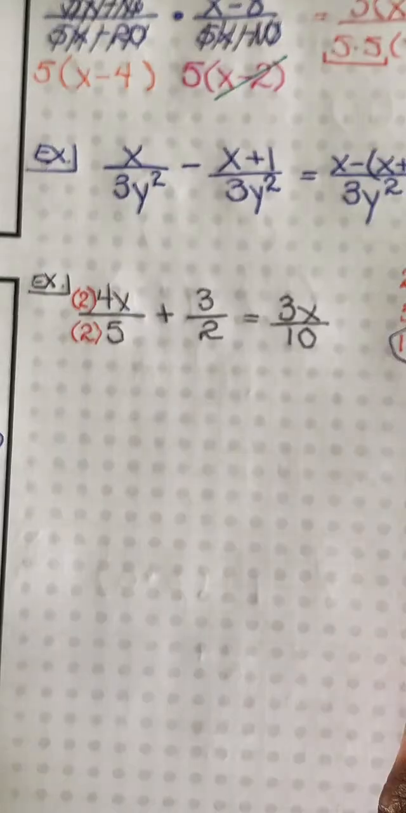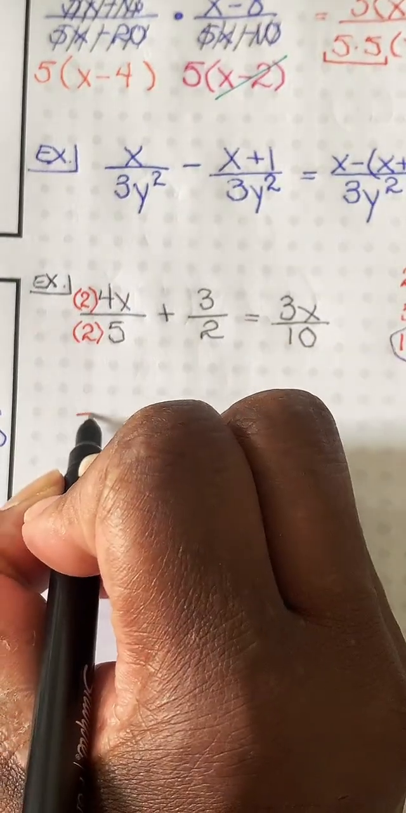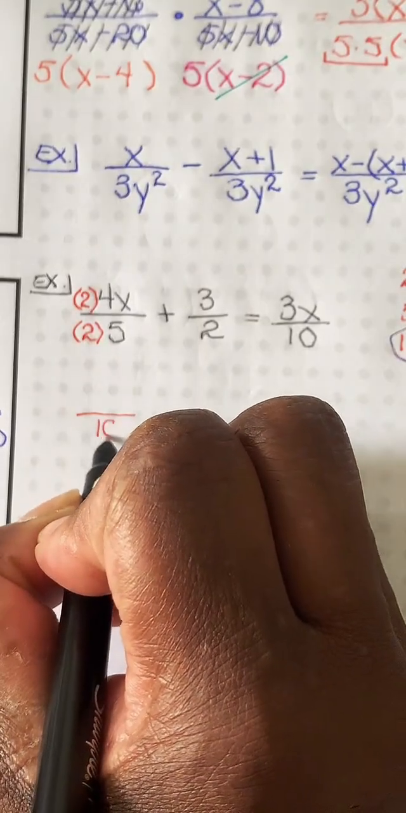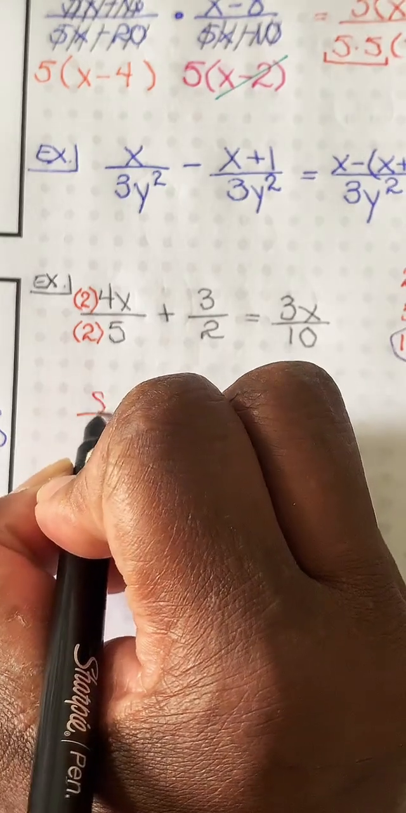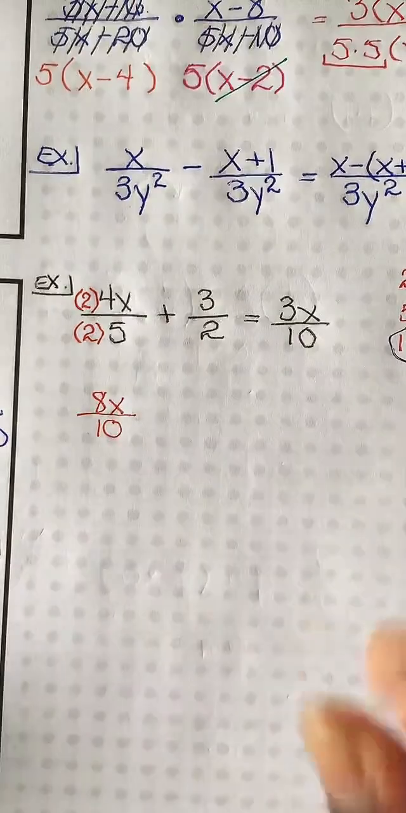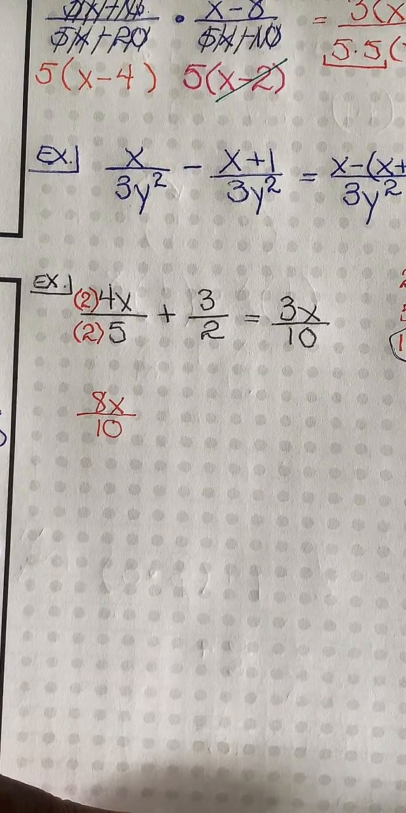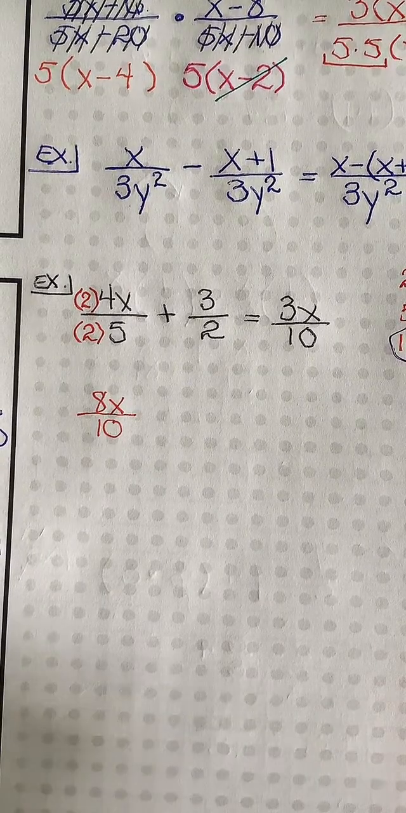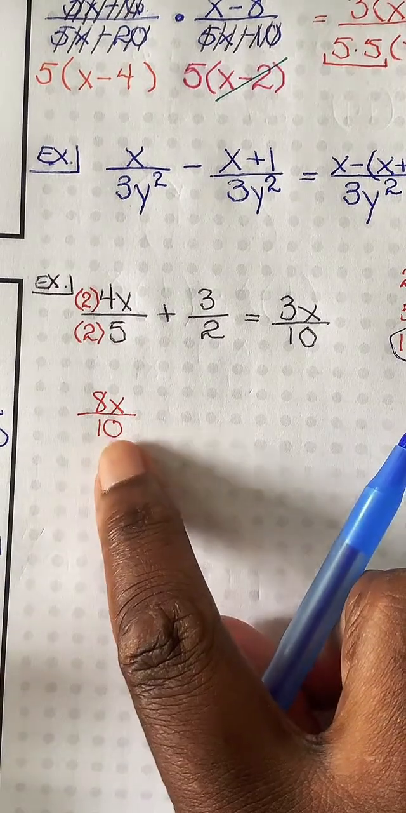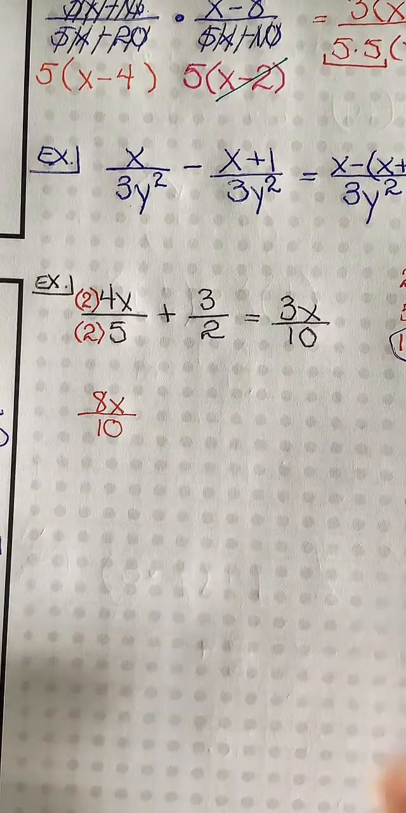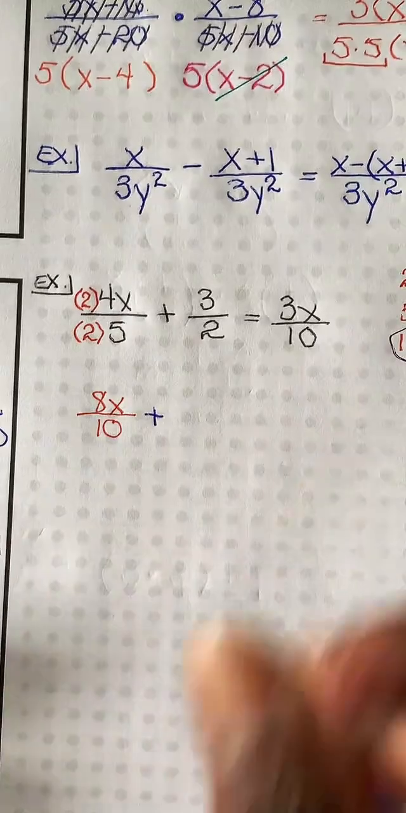So now if I want to rewrite this ratio, I am going to have a denominator that is 10, but my numerator now is going to be 8x. Both numerator and denominator are multiplied by 2. Don't forget, this is going to be 2 times 5. There we go. I'm going to bring in that plus sign.